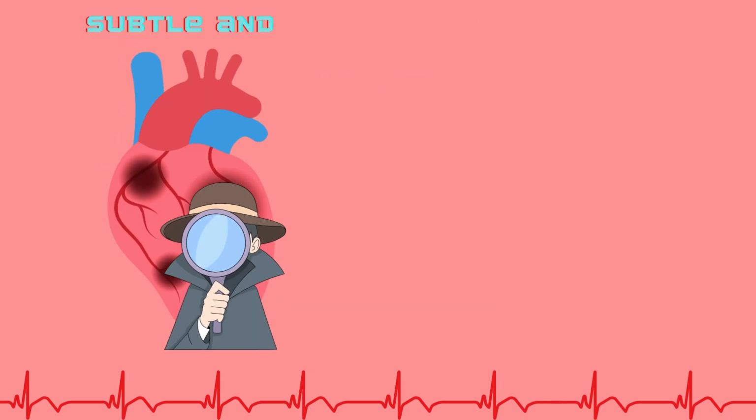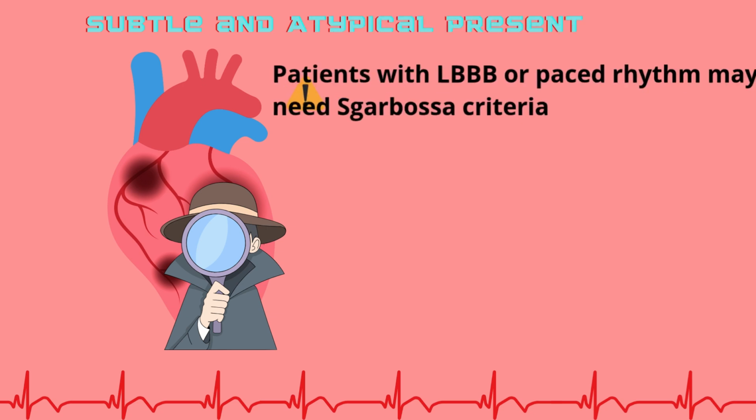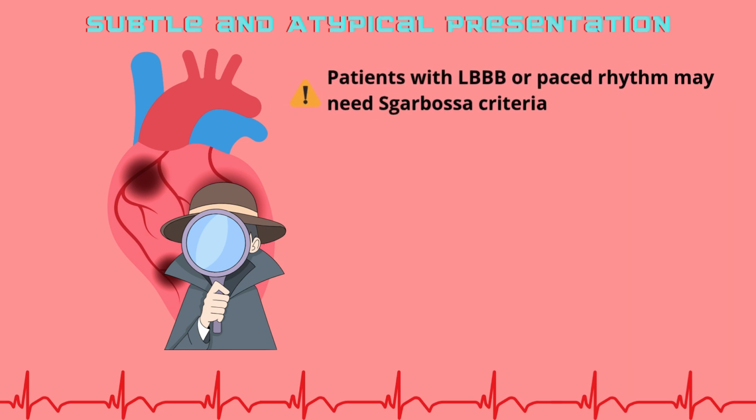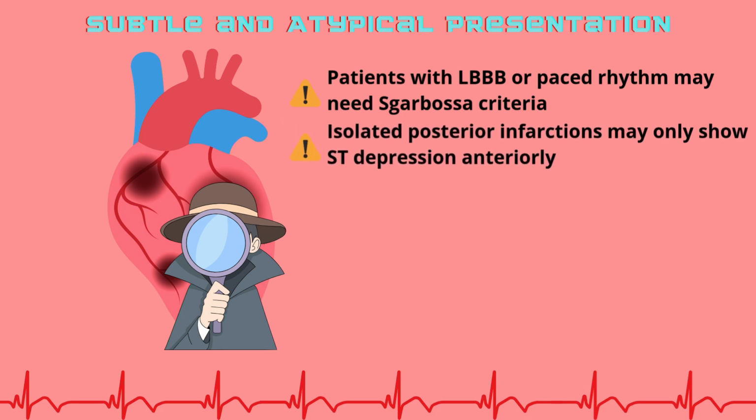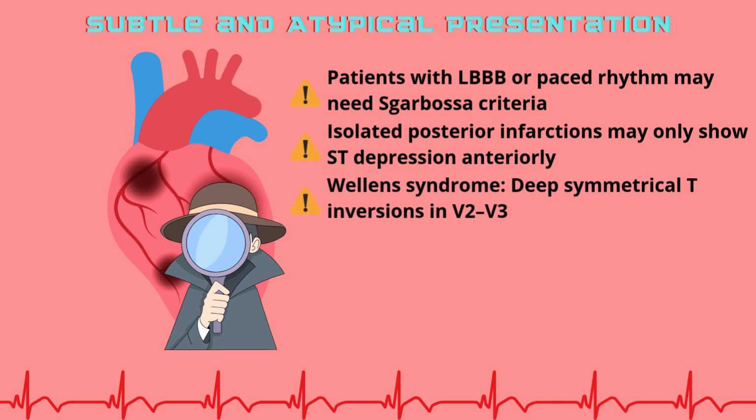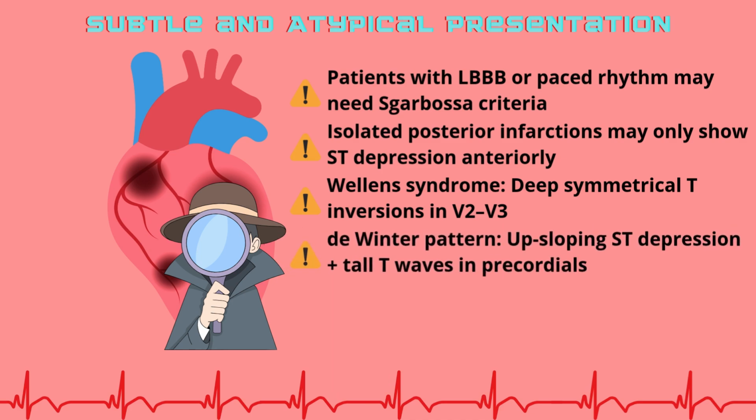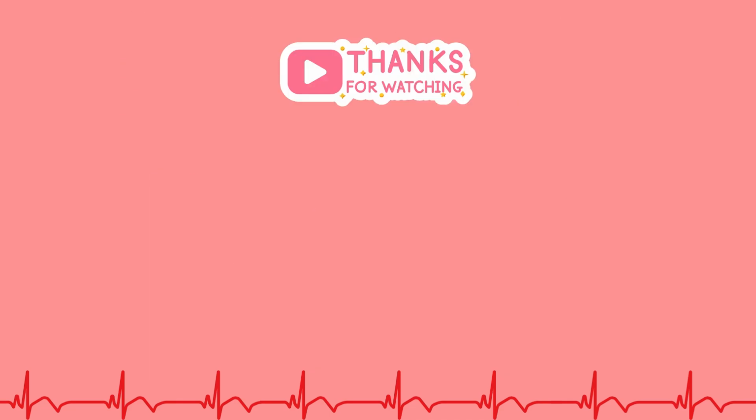Not all infarctions are obvious. Patients with left bundle branch blocks or paced rhythms may need Sgarbossa criteria. Isolated posterior infarction may only show ST depressions anteriorly. Wellens syndrome, deep symmetrical T inversions in V2 and V3, and the de Winter pattern, upsloping ST depression with peaked T waves in precordials. These are STEMI equivalents and should not be missed.